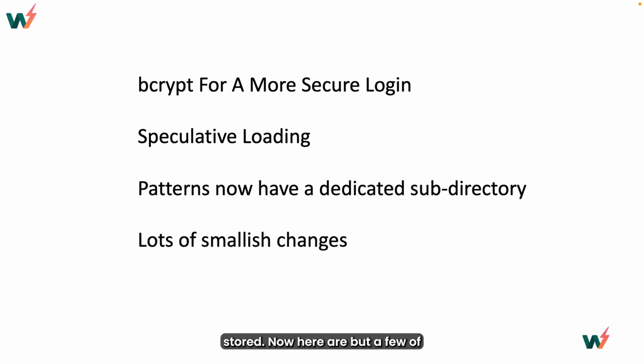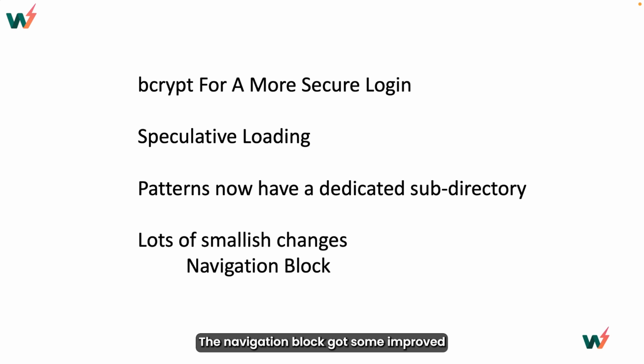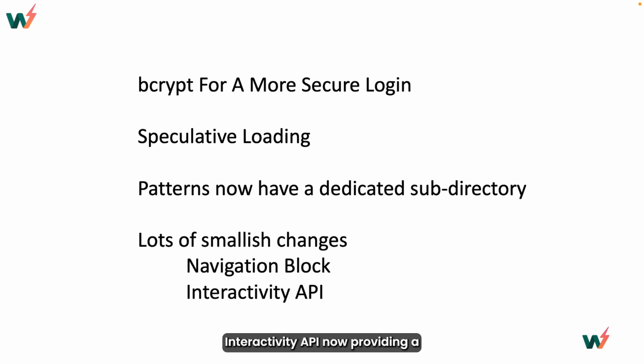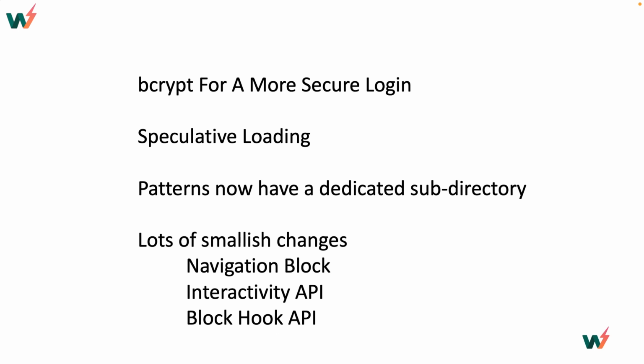Now, here are but a few of the smallest changes coming to WordPress 6.8. The navigation block got some improved markup, providing consistency when applying JavaScript to list item elements. The Interactivity API now provides a transition to asynchronous event handlers, and the Block Hooks API is now available for synced patterns.